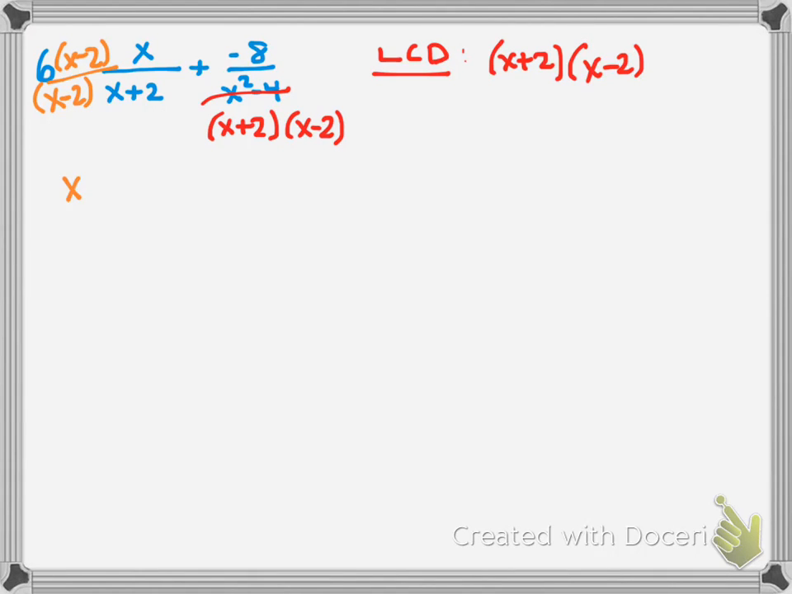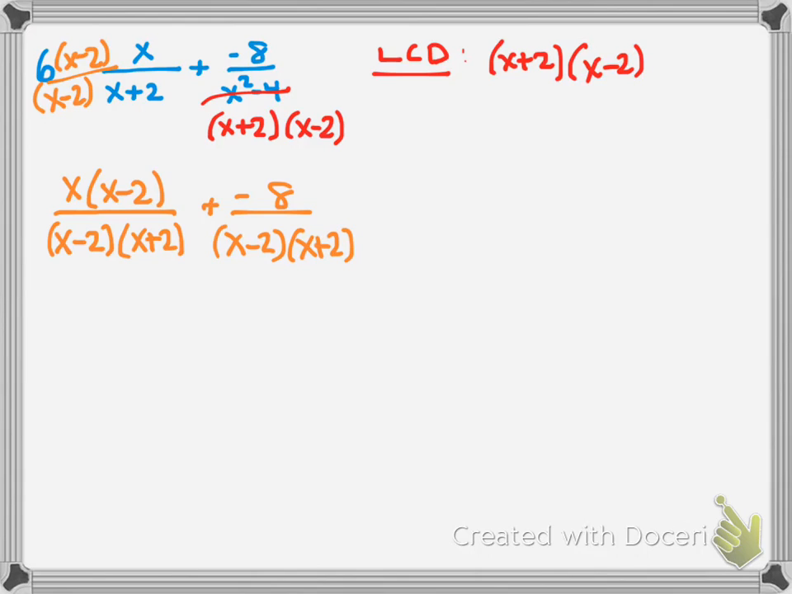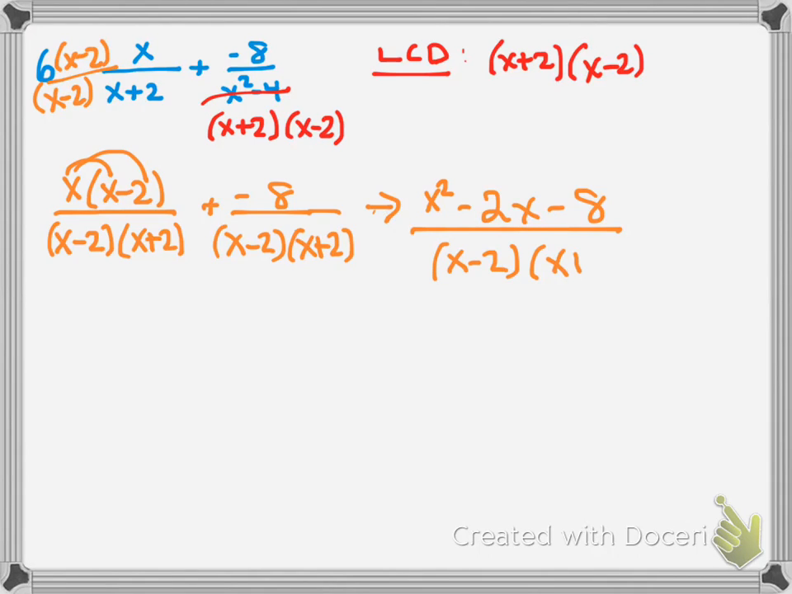So now we have x times x minus 2 all over x minus 2, x plus 2, plus negative 8 over x minus 2, x plus 2. So now we can go ahead and just add the numerators. Well, first we need to distribute right here. So we have x squared minus 2x minus 8 all over x minus 2, x plus 2.